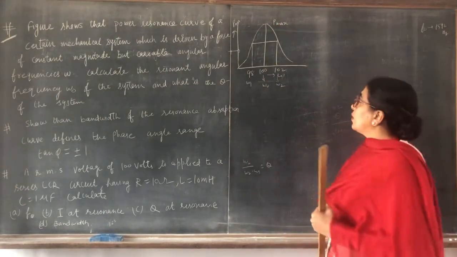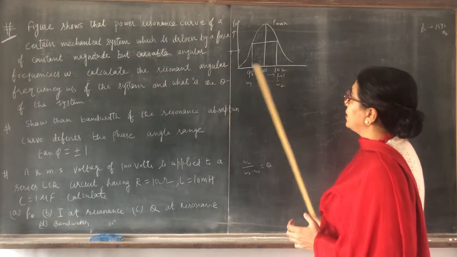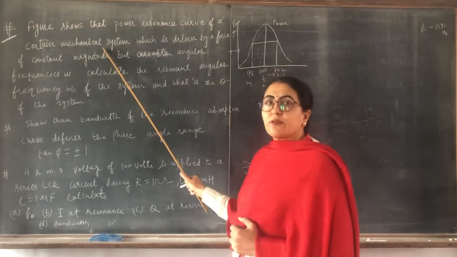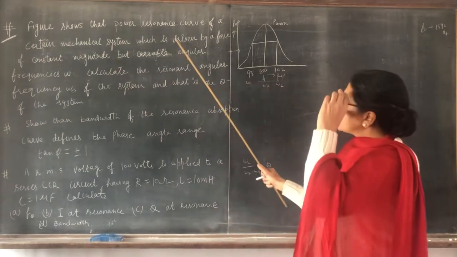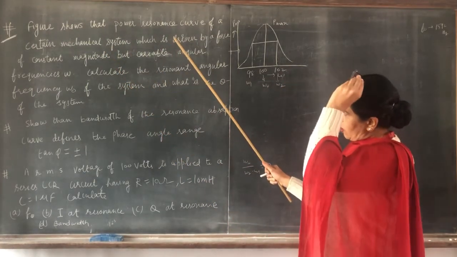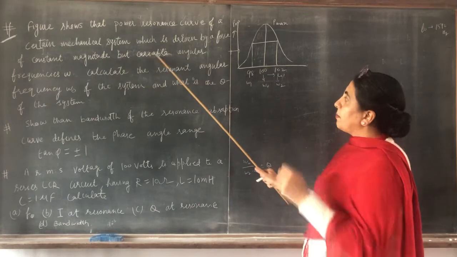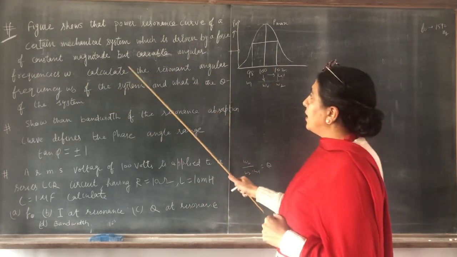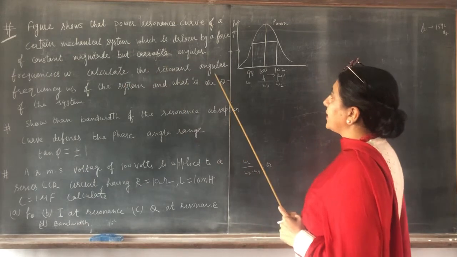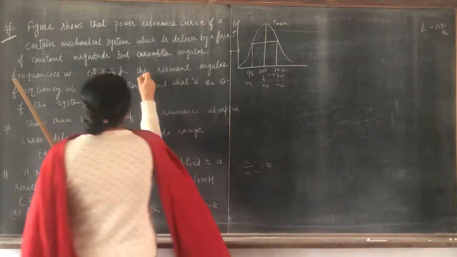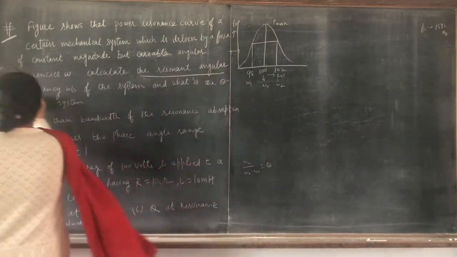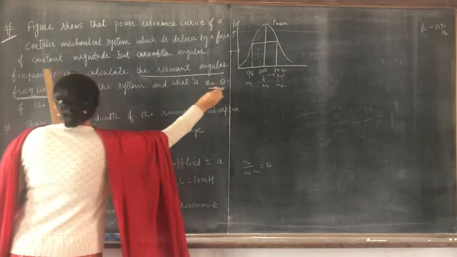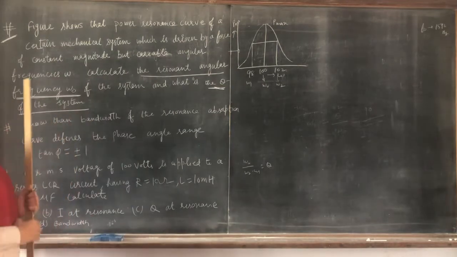Clear? So this is about the curve of a certain mechanical system. The oscillator is a forced mechanical oscillator which is driven by a force of constant magnitude but variable angular frequency omega. Calculate the resonant angular frequency omega naught of the system, and the Q value, that is the quality factor. So these we have to find out.